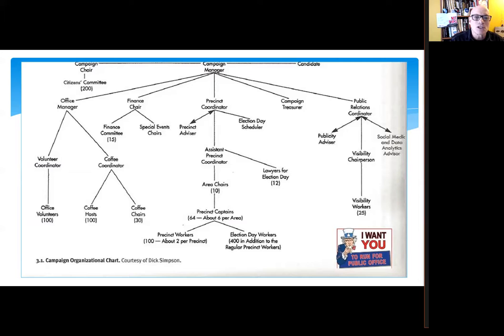You see it starts up there with the candidate, of course, who has a campaign manager. And that is not the candidate. That is somebody the candidate is trusting to be the CEO, the chief officer of this campaign, to make sure all the moving parts go in the same direction and the work gets done. Now, a campaign is an unusual piece of business because it has a date certain by which everything has to be done. What is that date?